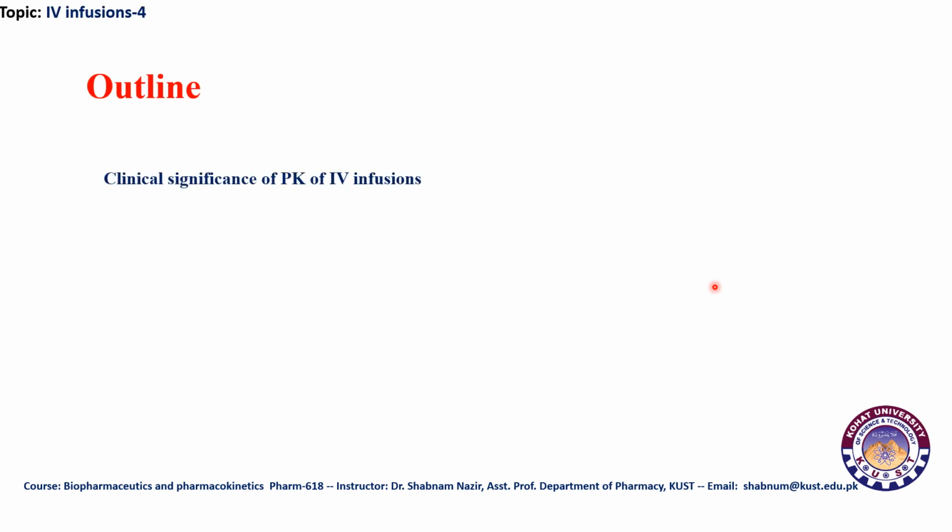Outline for today's lecture: clinical significance of pharmacokinetics of intravenous infusions. Till now, we have discussed what intravenous infusions are, what the steady state level is, how long it takes to achieve the steady state level, and how it can be calculated. Now we are discussing the same thing from the clinical significance aspect. So, to achieve the steady state levels fast, how it can be incorporated with loading doses, so that the desirable steady state levels are reached fast to avoid potentially dangerous situations.